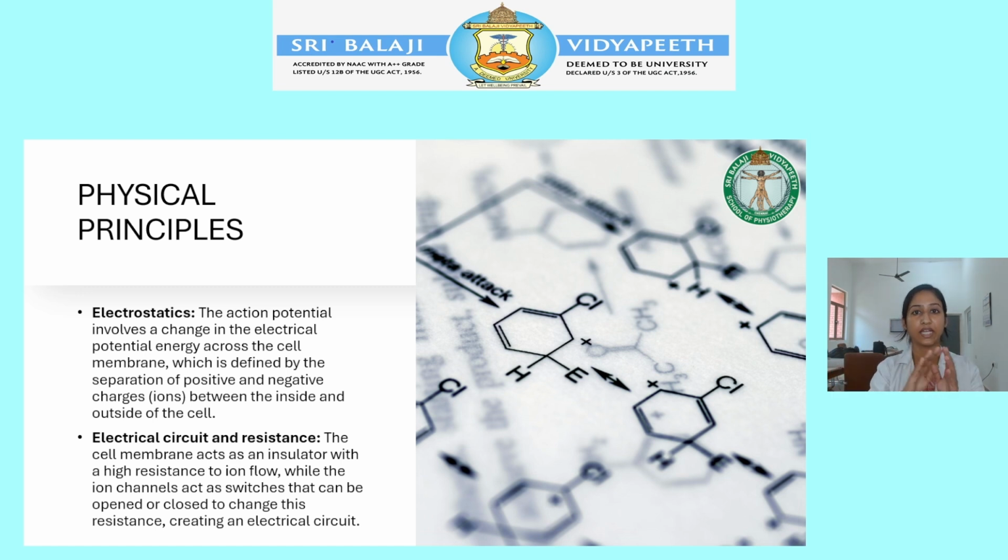The sodium and potassium gated channels act as switches, in the sense that they open and close. Why do they need to open and close? Because only if they open and close will there be a change in the resistance, and only then will electrical current be produced. So this is the electrical current and resistance.